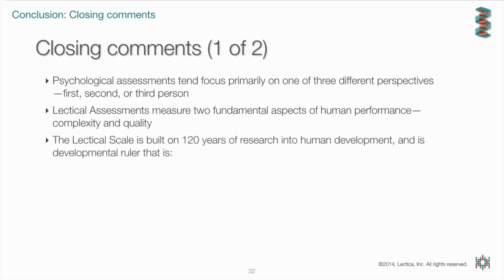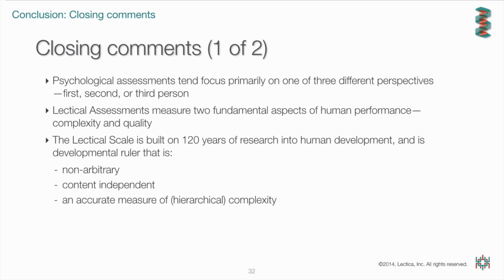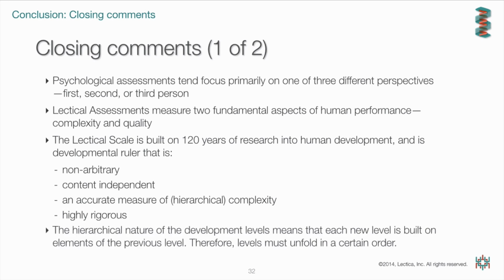The Lectical Scale is built on 120 years of research into human development and is a developmental ruler that is non-arbitrary, content-independent, an accurate measure of hierarchical complexity, and highly rigorous in terms of reliability and validity. The hierarchical nature of Lectical levels means that each new level is built on elements of the previous level. Therefore, the levels must unfold in a certain order.